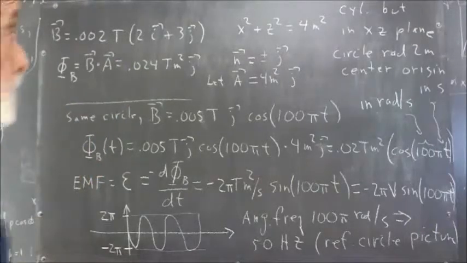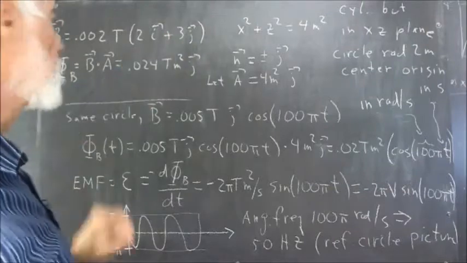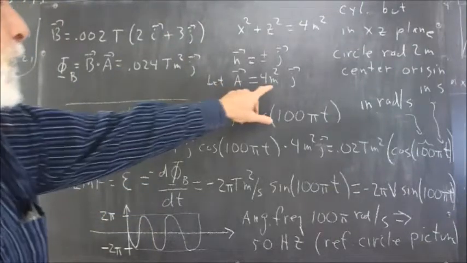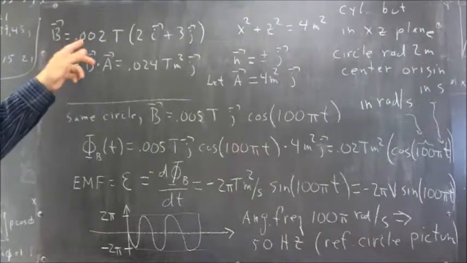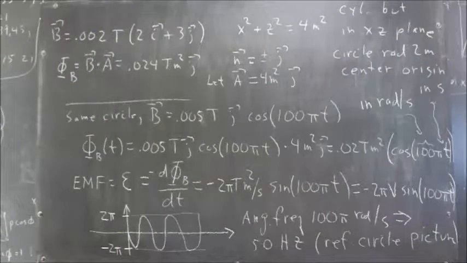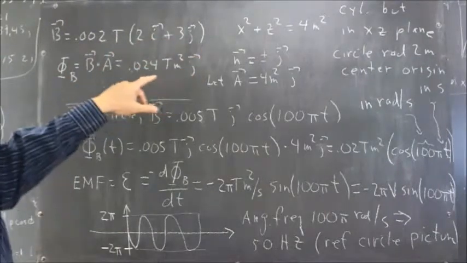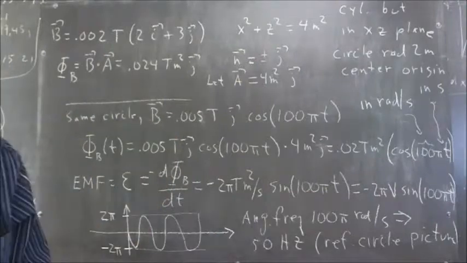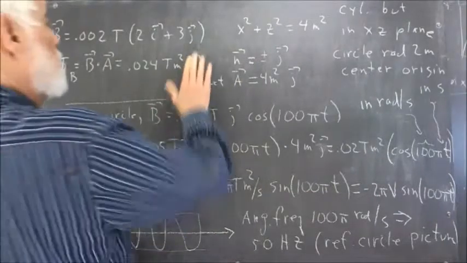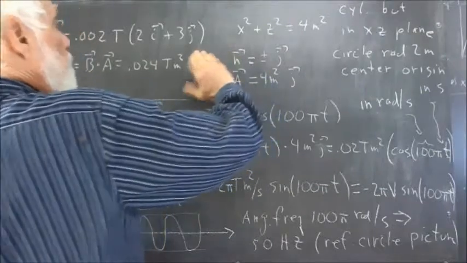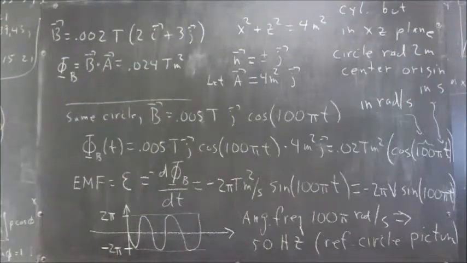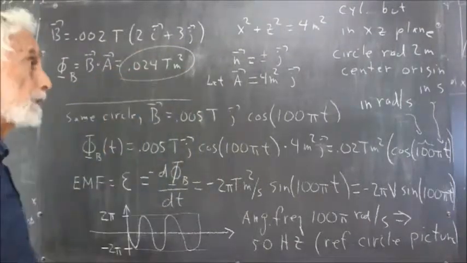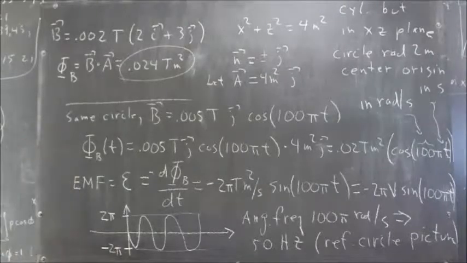Well, that becomes very simple. The j dotted with the j gives us 3. The 4 square meters times the 0.002 Tesla is going to give us 0.008 Tesla meters squared, and we multiply that by the 3j, and I don't know why I wrote j down there, because we no longer have the j vector. Okay, the j dot j just gives us 1, and we end up with 0.024 Tesla meters squared.